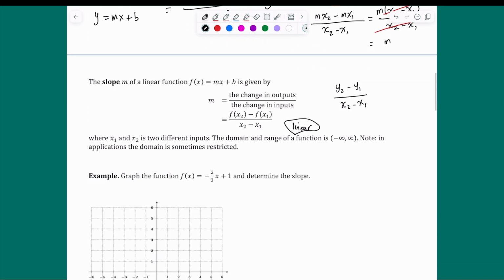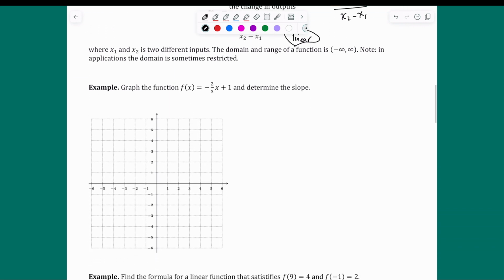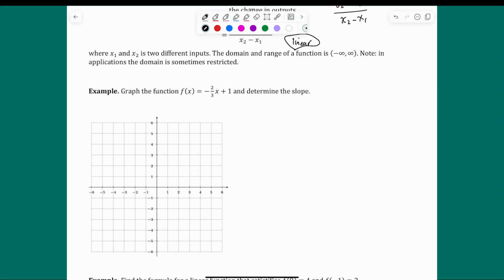All right, the next example: we're asked to graph the function f of x equals negative 2/3 x plus 1 and determine the slope. From the previous calculation, we know that this is just a line, y equals negative 2/3 x plus 1, and the slope there is m equals negative 2/3. So we know the slope. And that plus 1 has to be the y-coordinate of the y-intercept. So we have a y-intercept at (0, b), in this case (0, 1).